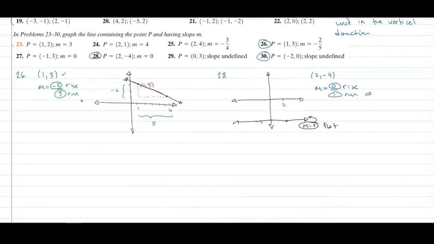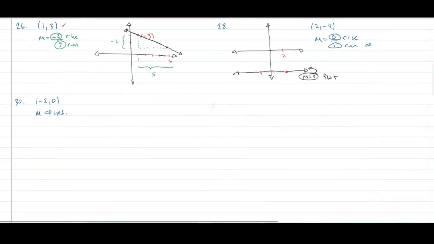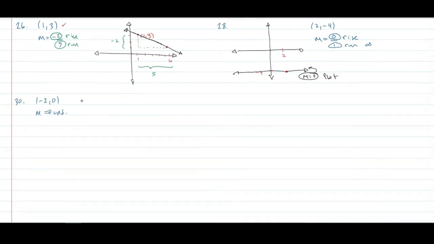All right. Number 30 is very similar. This time it says that the point is negative 2 comma 0 and the slope is undefined. So you don't say it's equal to undefined, you say it is undefined, right? So let's figure this part out. What does it mean when you have a point at negative 2 comma 0, yet your slope is undefined? Because clearly that doesn't really have a rise over run, at least it seems like in the beginning, right?